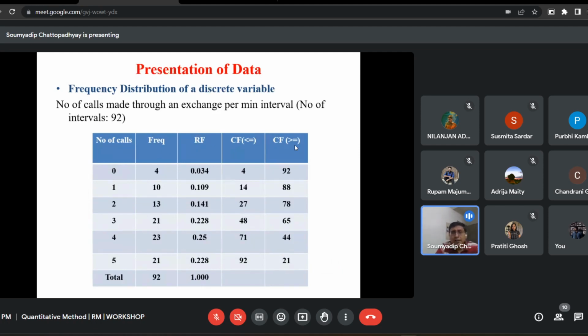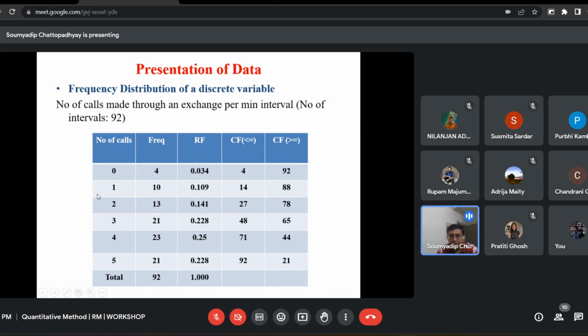Now, this is a distribution in the case of a discrete variable. Discrete variable means variables which can be measured numerically. So when variables can be measured numerically, that kind of representation will be a bit different. Here we are considering a typical example of the number of calls made through an exchange per minute interval. Suppose we are considering 92 one-minute intervals, and we are trying to find out in those 92 one-minute intervals how many calls are made. So how can you interpret this particular table? The interpretation of this table means, suppose you are considering 2 and you are considering 13.